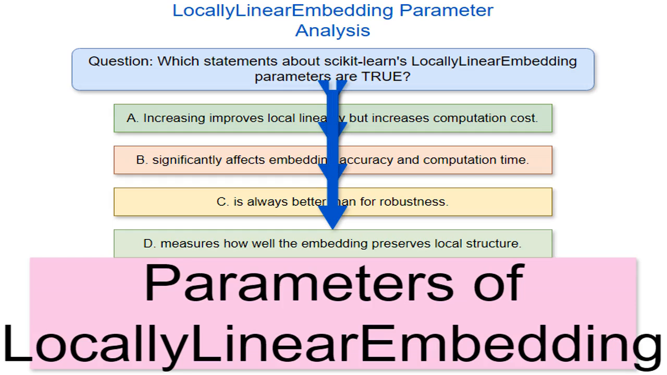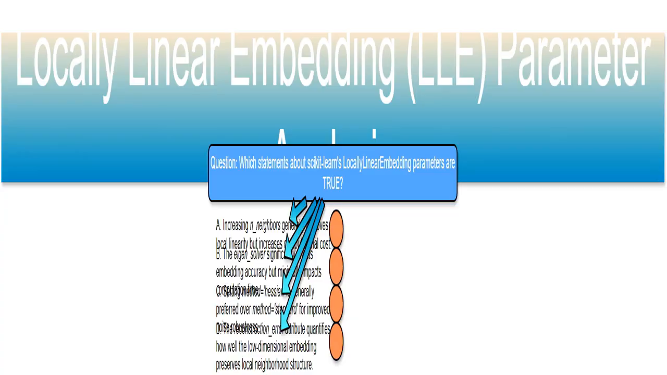This line simply states the topic of the analysis: the parameters of the LocallyLinearEmbedding algorithm. This is the title of the quiz section. We're going to analyze the parameters of the locally linear embedding algorithm, a dimensionality reduction technique in machine learning. Specifically, we'll focus on how different parameters impact the algorithm's performance and results.